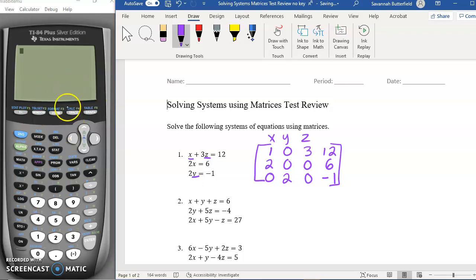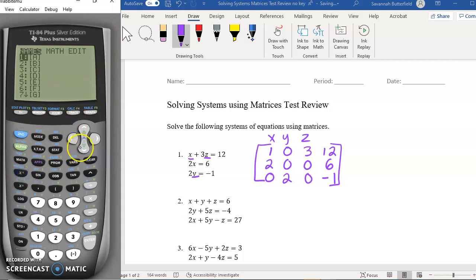Now going over to my calculator, remember we're going to go second x to the -1. Then we're going to go over to math, and remember we want option B, we want RREF. So we're going to go up and choose option B. In order to put in my matrix, remember we do alpha zoom. For this one, we want a 3 by 4 matrix because we have 3 rows, 4 columns.